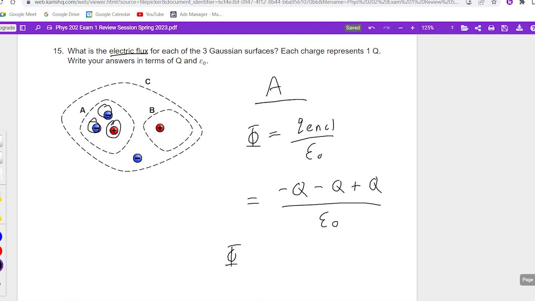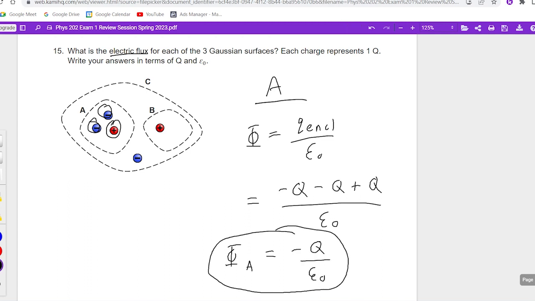My final flux for A is just going to be negative Q over epsilon naught. Yes, flux can be negative, that's fine. And there it is for the first one.